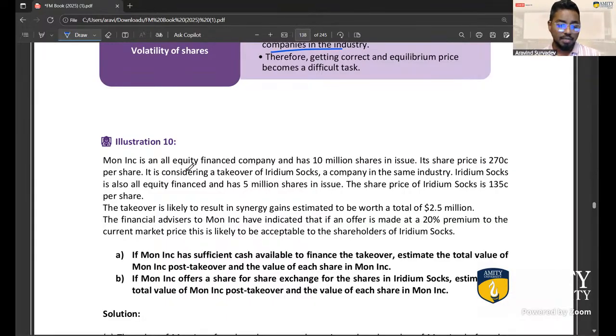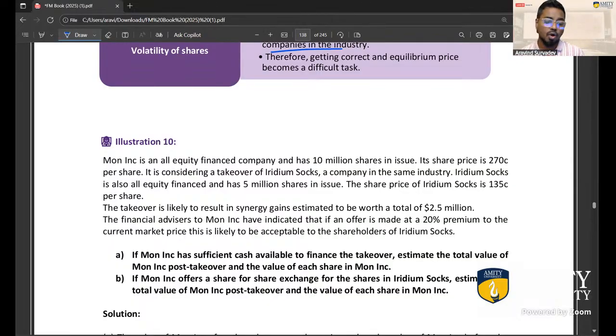The financial advisors of Mon Incorporated have indicated that if an offer is made at a 20% premium to the current market price, this is likely to be acceptable to the shareholders of Iridium SOX. So basically, you guys have to calculate what may be acceptable to them. So check it out, guys.